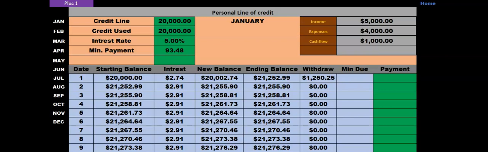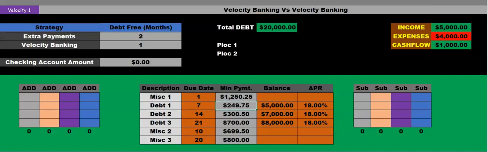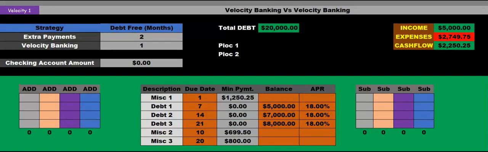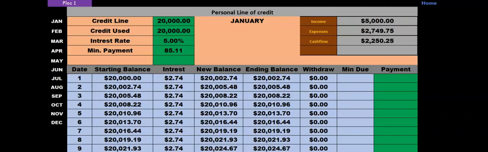So we are going to take the whole $20,000 out of the line of credit, and that will pay off this debt. So there will be no payments on the debt, as we would transfer it all and pay it off. That's going to leave us with a cash flow of $250.25, and we will have $1250.25 coming out on the 1st every month, $699.50 coming out on the 10th every month, and $800 coming out on the 20th every month. So in scenario 1, the income of $5,000 will go into the line of credit.